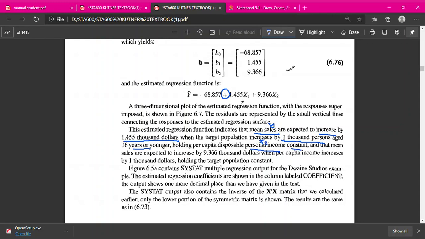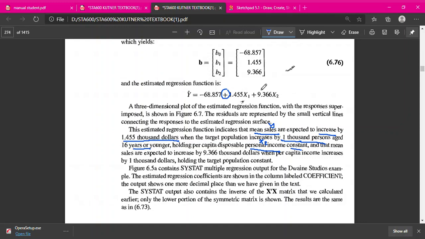So you kena sebut, okay, when your X1 is increased by 1 unit, your Y will increase by beta 1 unit, which is 1.455 unit, when the other variable, which is the personal income, remains constant. Okay, so remember, kena put the unit, dan unit kat belakang ni kena ada.